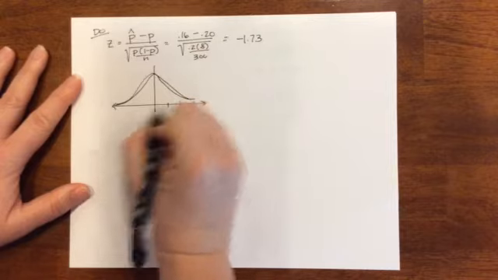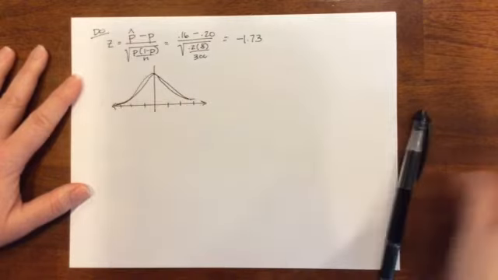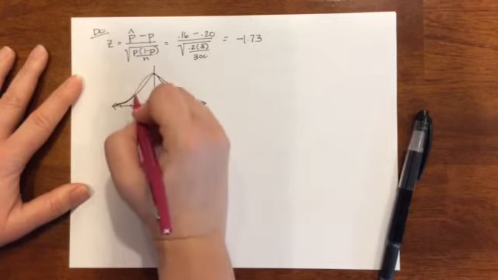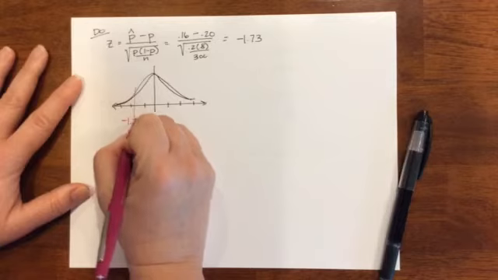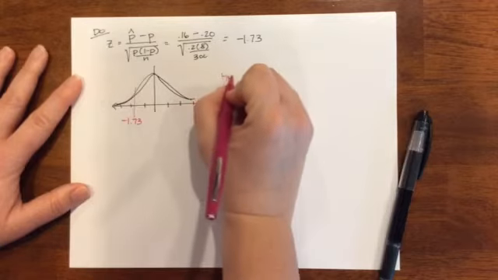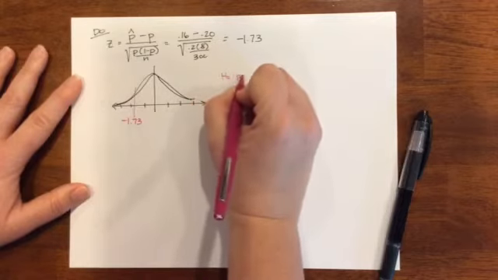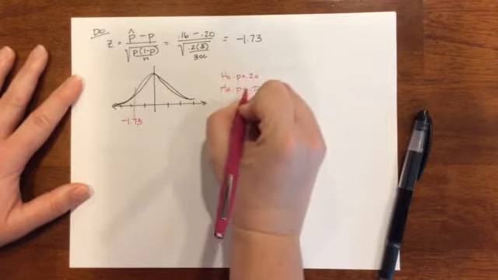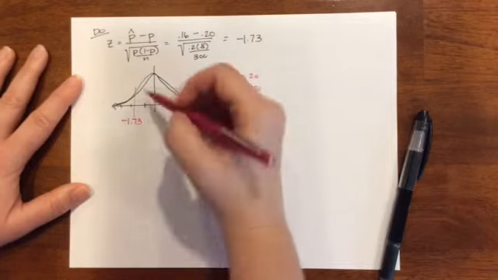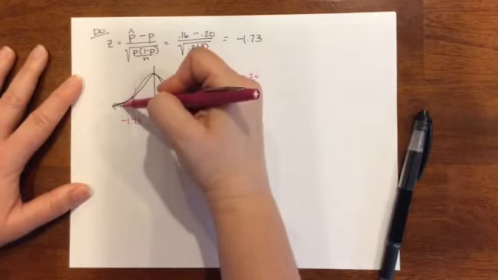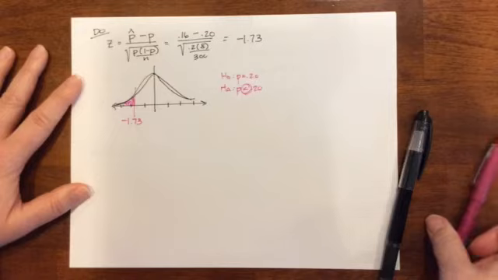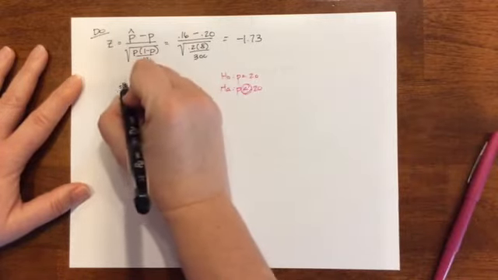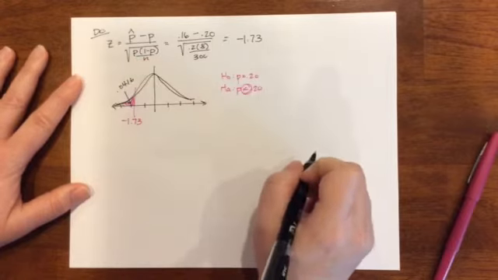Okay, and so negative 1.73, so if this is the mean, we've got 1, 2, so 1.73 would be right there. And remember that we're proving less than. So that means I'm going to shade that side. And then you would look that up in your booklet, and to save time, I've already done that. And I get 0.0416.